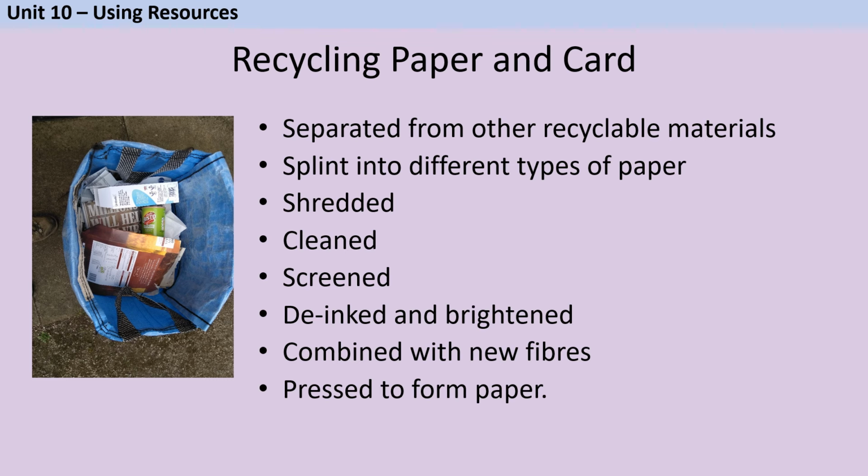In the recycling process, the paper is collected and transported to a recycling plant, and it's separated out into different types of paper. It's shredded and broken down to fibres, and these are then cleaned and screened. Then the ink needs to be removed and the paper is bleached to make it bright white again. It's usually combined with some virgin fibres, which is what we call the brand new wood pulp that hasn't been made into paper before, and the reason for this is that the recycled paper is not strong enough to make usable paper on its own, and then the combined pulp can be pressed to form paper.